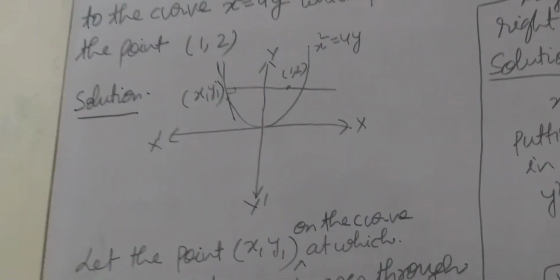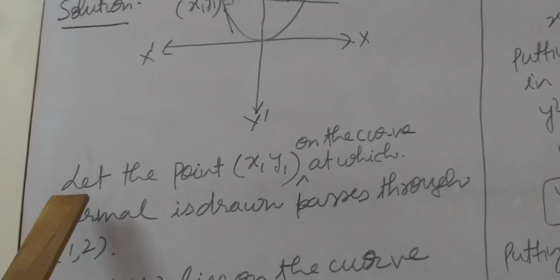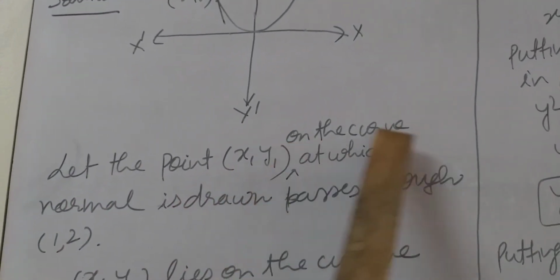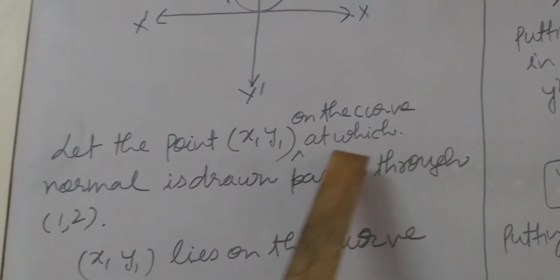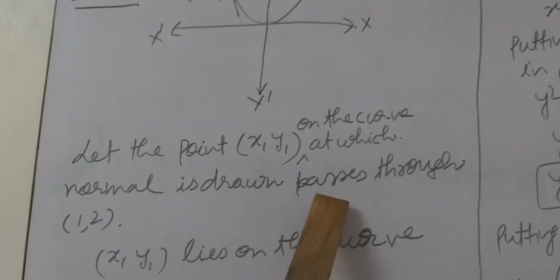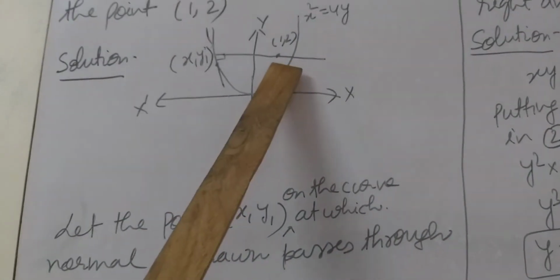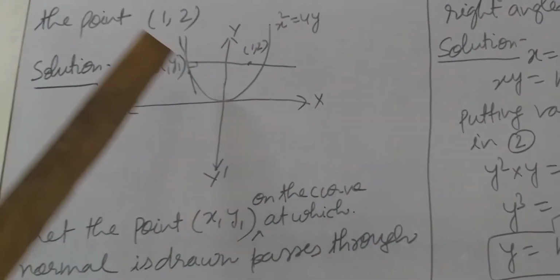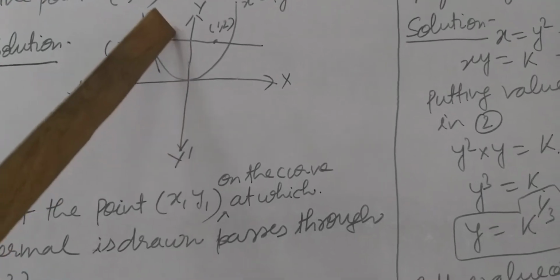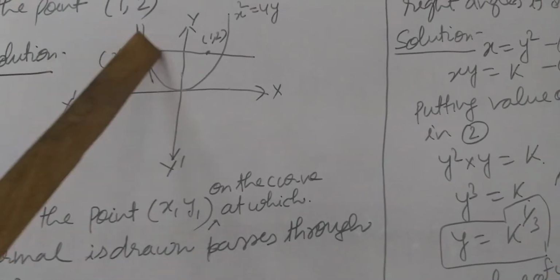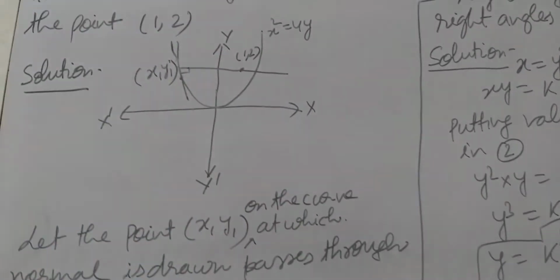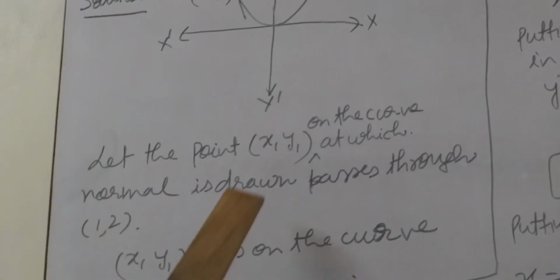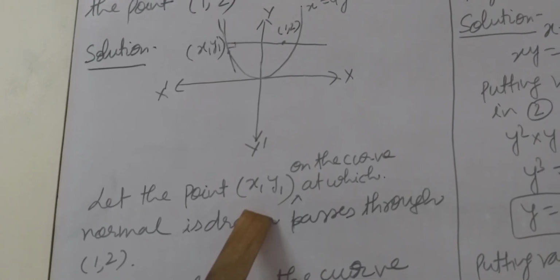Okay, student. So we have written here, let the point (x1, y1) on the curve at which normal is drawn pass through (1, 2). Okay, normal passes through (1, 2). So first of all, we have to find the coordinate of (x1, y1) to get the equation of normal. So we have supposed the point (x1, y1).